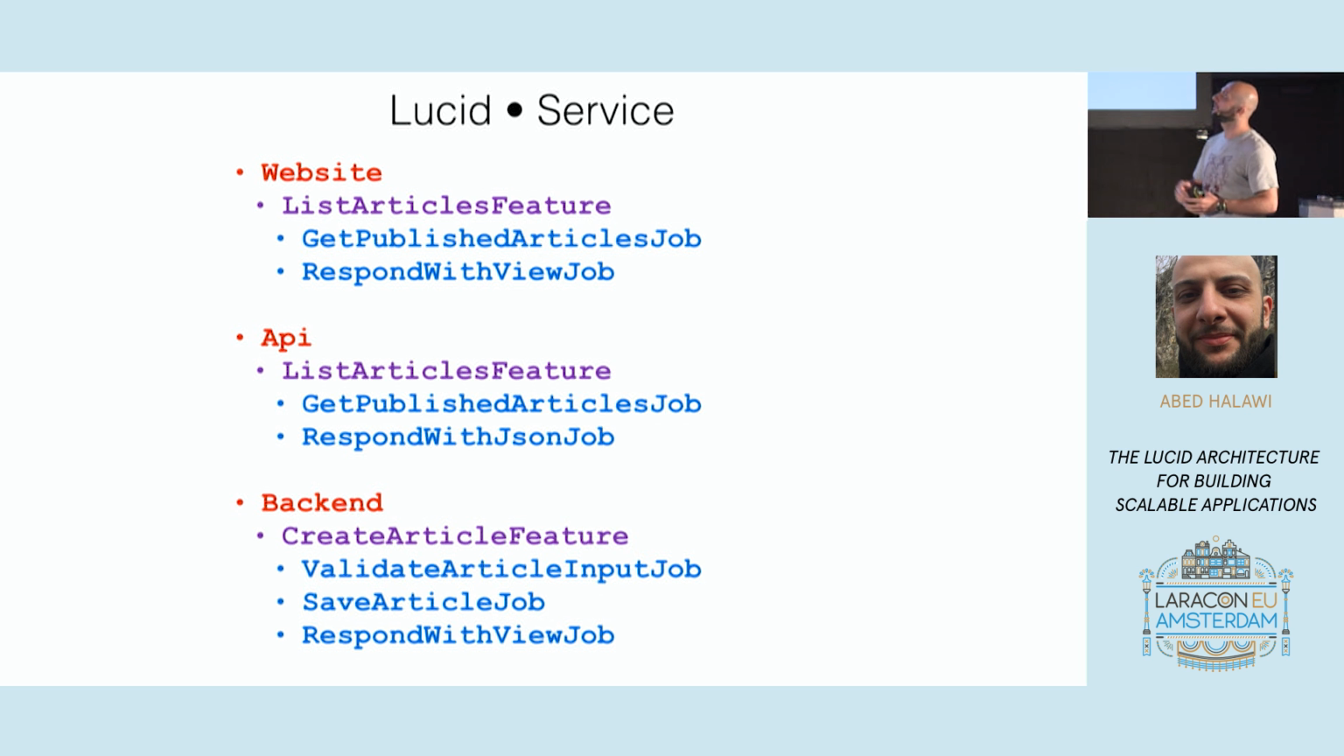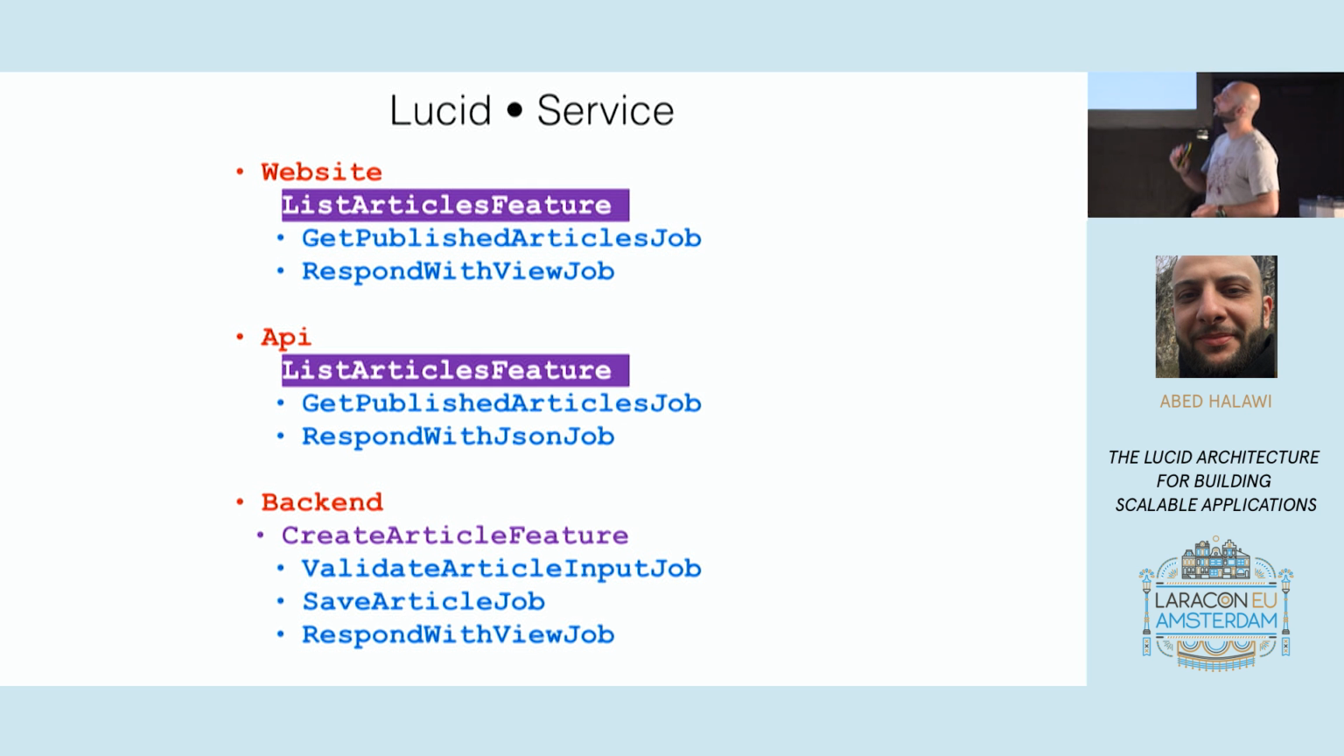We have the website, where we have the list articles feature. Now you see, between the website and the API, it sounds the same. Is it the same class? No, it isn't. Each service will have its own set of features, because if you look at the jobs of these features, the way we would respond on a website is with a view. But the way we would respond on an API is through JSON. So it is not the same.